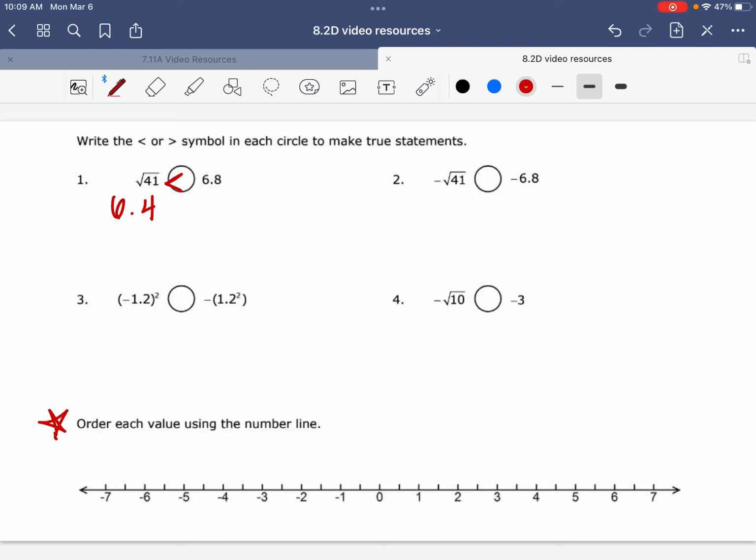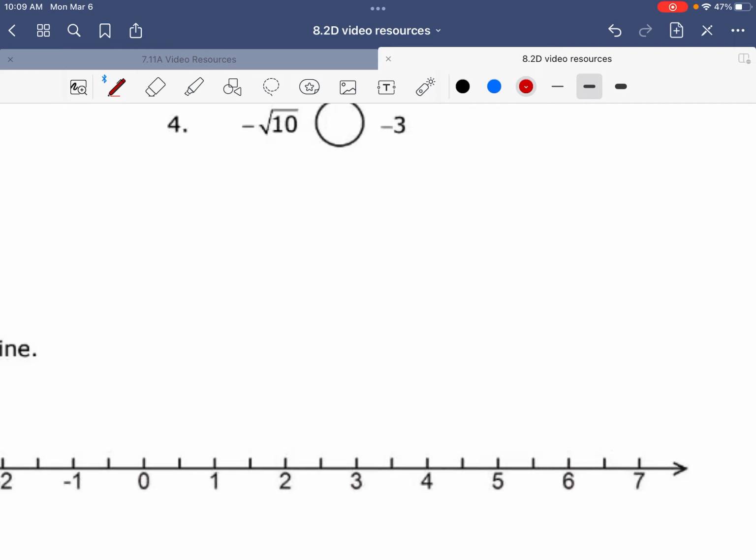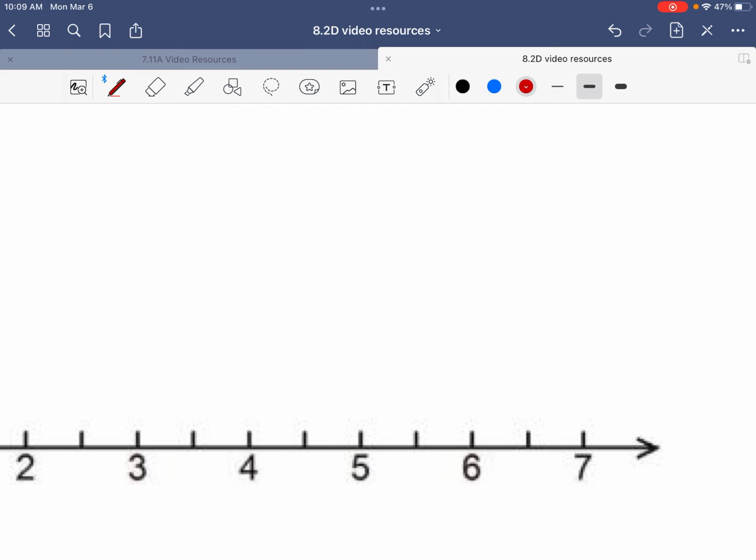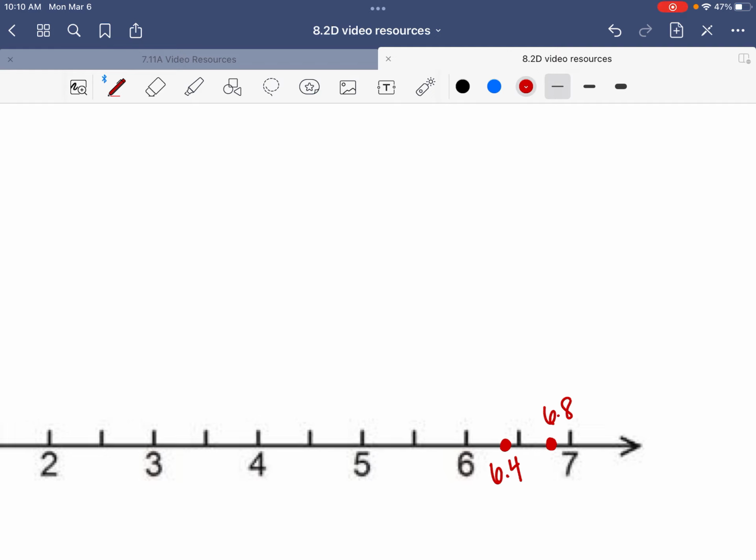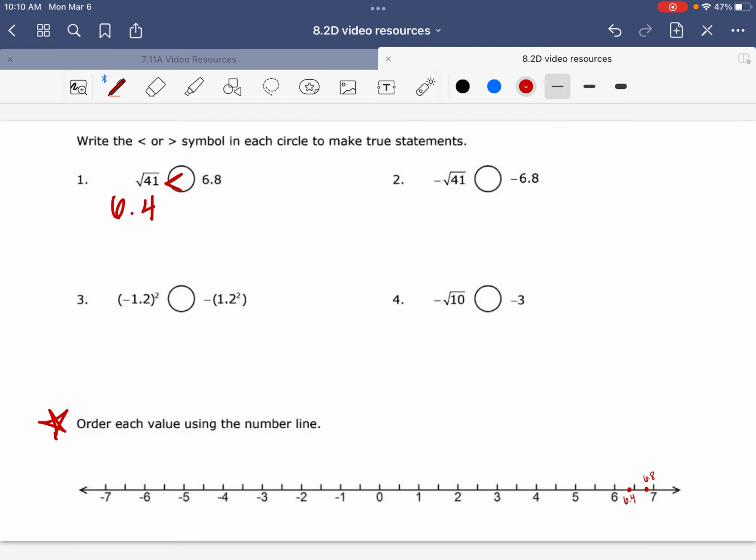And I can plot both of those on the number line. So 6.4, if I zoom in really close and make it small, is going to be right here, right before 6.5. And then 6.8 is going to be closer to 7. I'm going to zoom back out. And now we look at number 2.